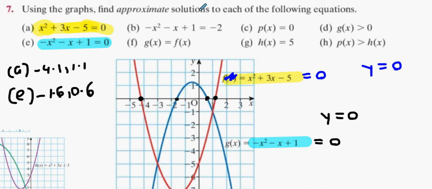Now, which graph is this one here? Yellow or blue? Blue. Okay. What does it say the y value equals this time? The y value equals minus 2. So where's the line y equals minus 2? See it here? What's the x value when that happens?